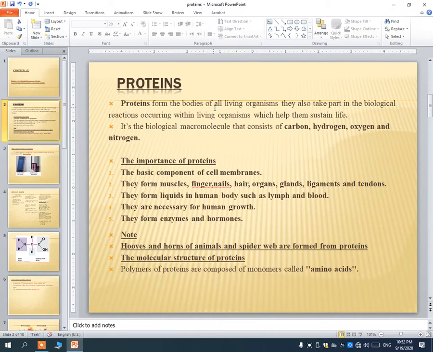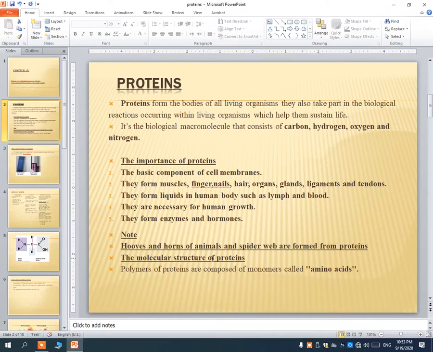Proteins are the basic component of most of the structure in the living organism's body. Proteins can be in the cell membrane. We can find protein in the muscles, fingers, nails, and hair, and protein is also necessary for human growth. To make the body grow, we need protein, and proteins are also in the structure of enzymes and hormones. Note the hooves and horns of animals and also the spider web, they have proteins in their structure.